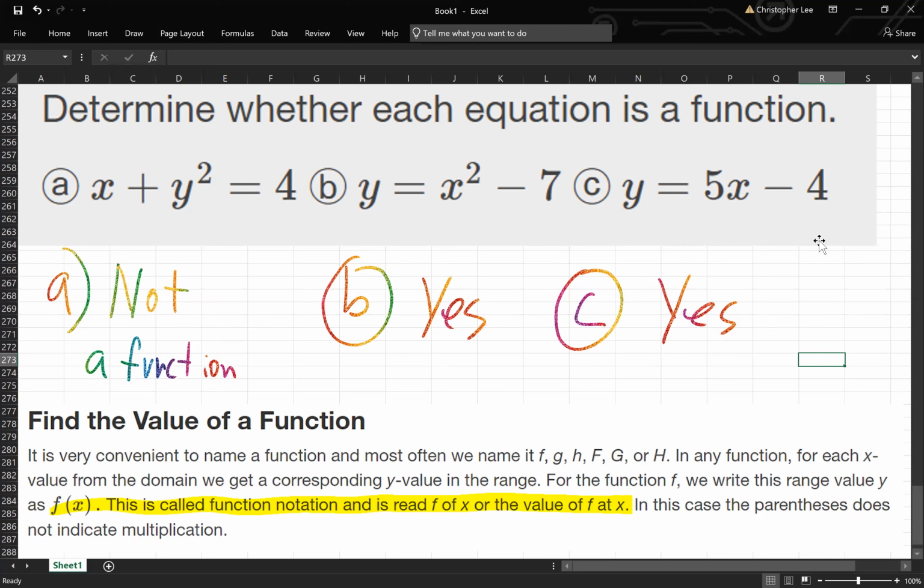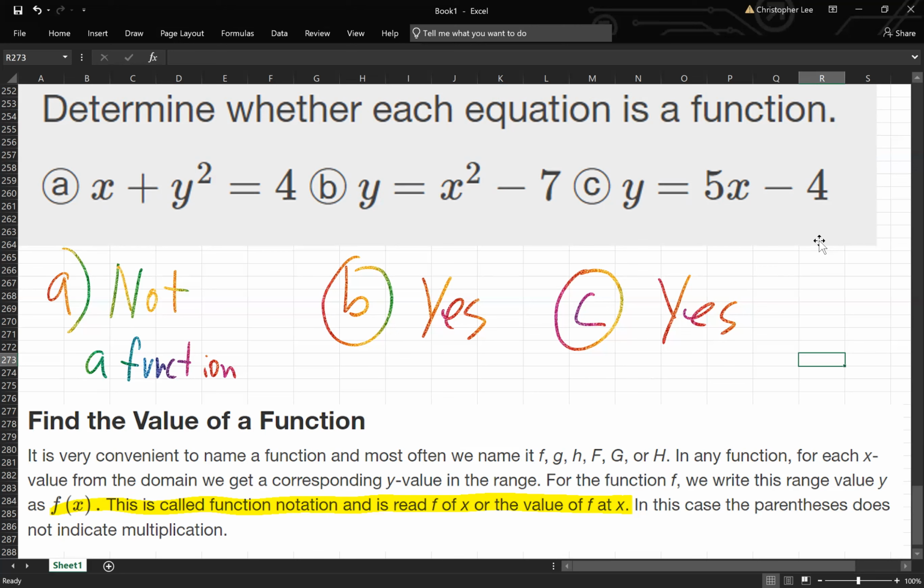All right, so we want to find the value of a function. It is very convenient to name a function, and most often we name it f, g, h, lowercase, or capital F, capital G, capital H, right? In any function, for each x value from the domain, we get a corresponding y value in the range. So for the function f, we write this range value y as f of x. This is called function notation and is read as f of x, or the value of f at x, right?